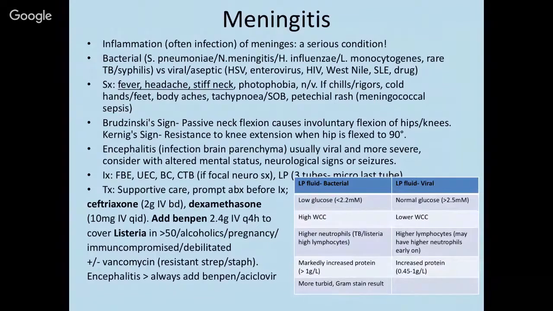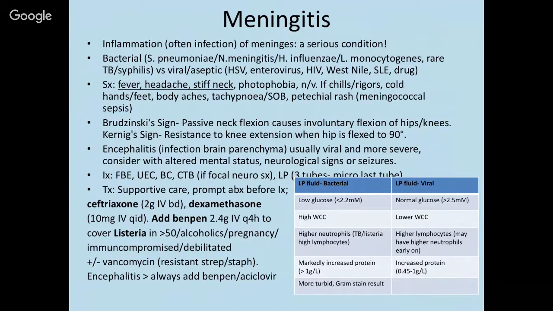So meningitis now. So that's inflammation, usually infection of the meninges. Often bacterial, so the big 3 are strep pneumonia and Neisseria meningitidis, which is meningococcal, and Haemophilus influenzae. The 4th is listeria, that's more in like elderly patients, alcoholics, debilitated children, pregnancy.